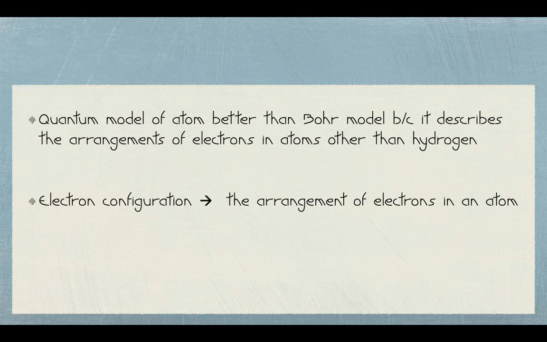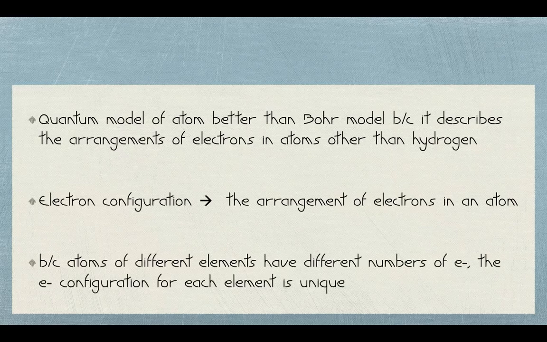So electron configuration just refers to the arrangement of electrons in an atom. And because atoms of different elements have different numbers of electrons, the electron configuration for each element is unique. Now, the first thing that I want to point out is why atoms of different elements have unique electron configurations based on the fact that they have different numbers of electrons. So why is that? Because atoms are identified by their atomic number.